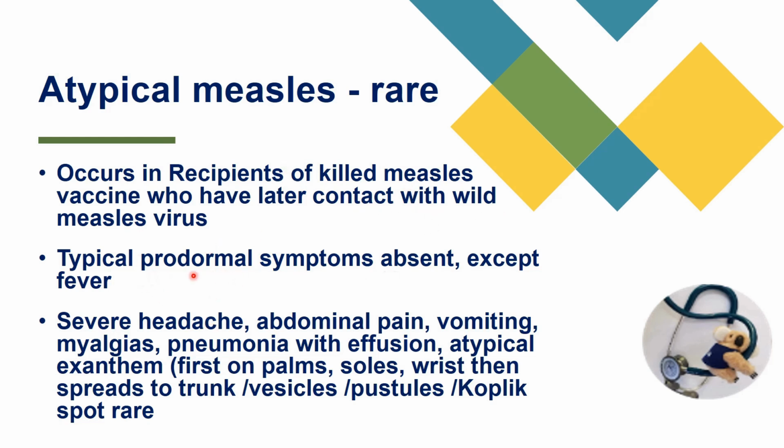Here typical prodromal symptoms are not present except for fever. So you get confused with other fever with rash or other viral exanthems. Here you get a severe headache, abdominal pain, vomiting, myalgia, pneumonia with effusion. There might be an atypical exanthem. That means the rash will first appear on the palms and soles instead of behind the ear and forehead. Then it goes to the wrist, then spreads to the trunk. The rash may become vesicular or pustular, and Koplik spots are also very rare. So if atypical measles occurs, it is very confusing with other viral exanthems.